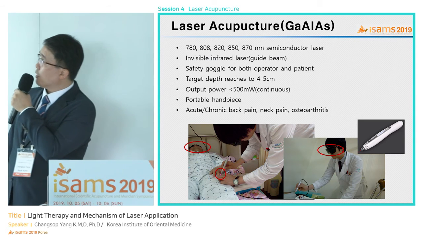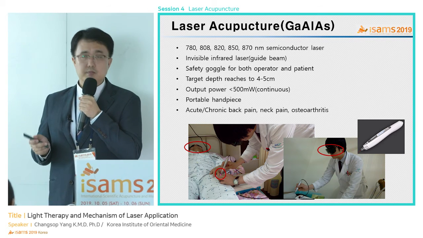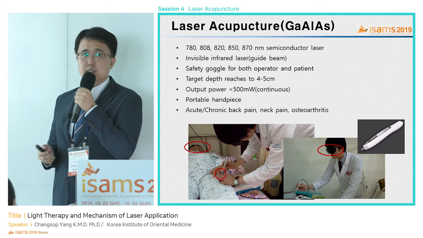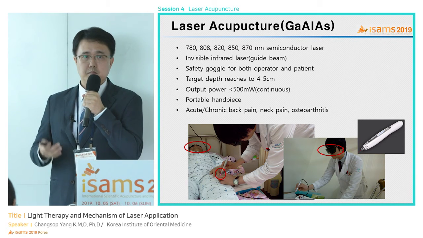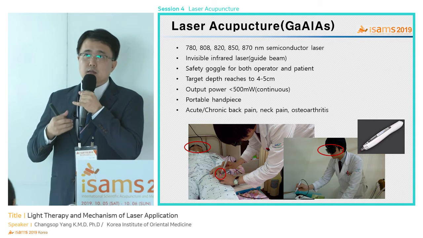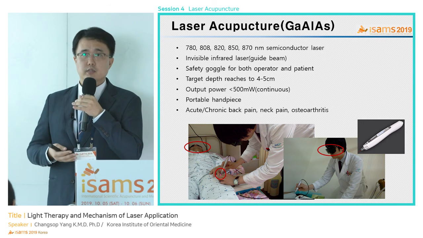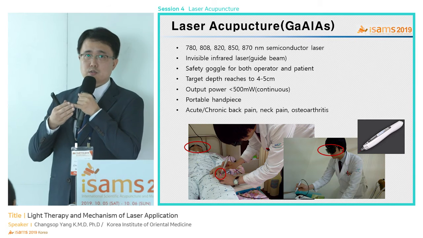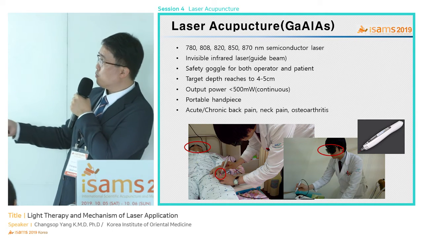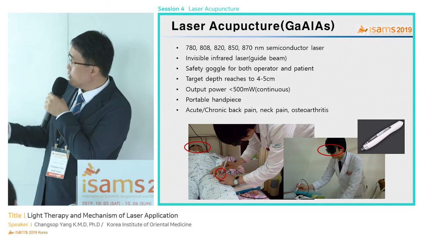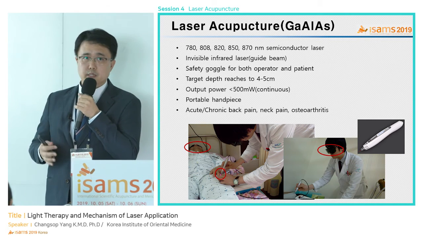And this type of laser, gallium aluminum arsenide laser, is the most popular and most effective laser type for acupuncture treatment, because this laser can penetrate our body to 5 to 8 centimeters maximum. In our body, most acupuncture points are located at depths under 3 centimeters. So with this laser, we can use almost 90% of acupoints for acupuncture stimulation. And this laser is harmful to the eye, so both clinicians and patients need to wear protective eyewear.